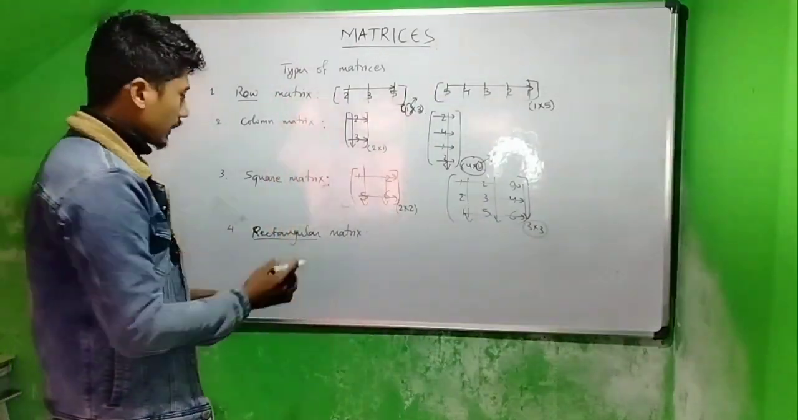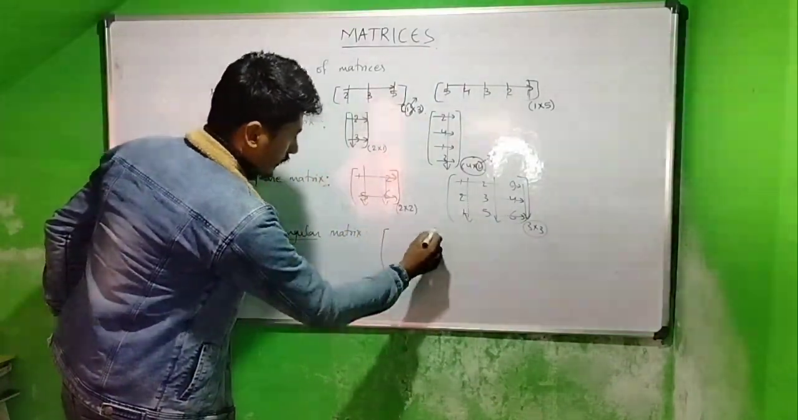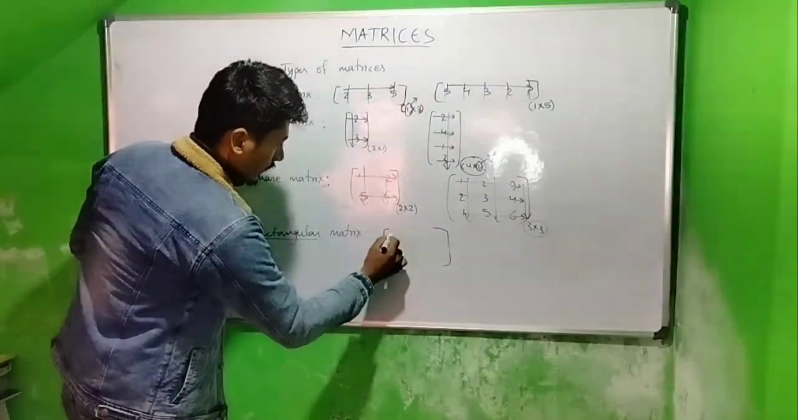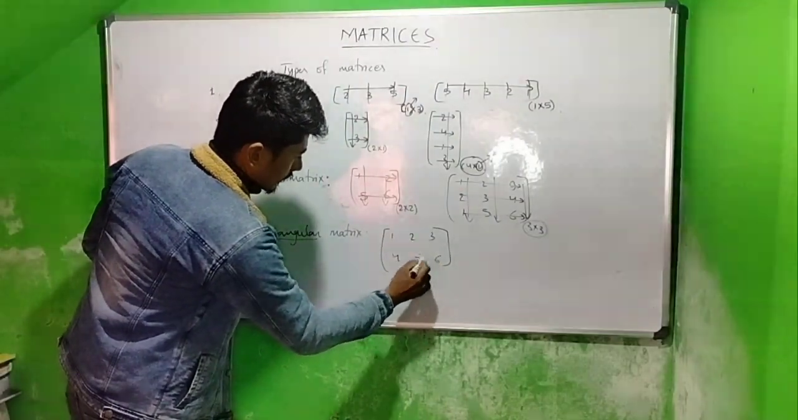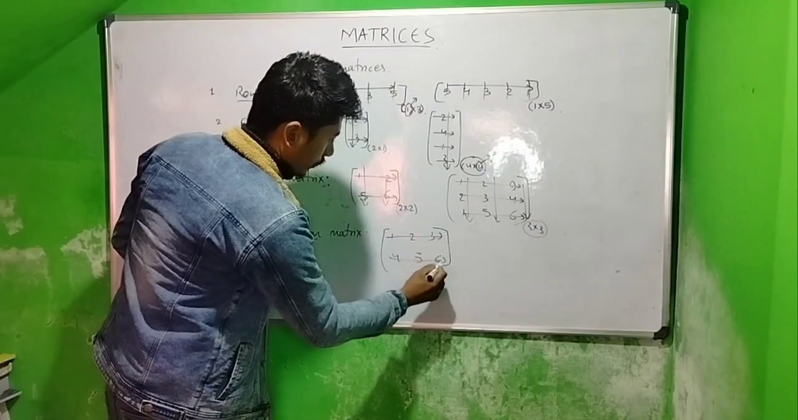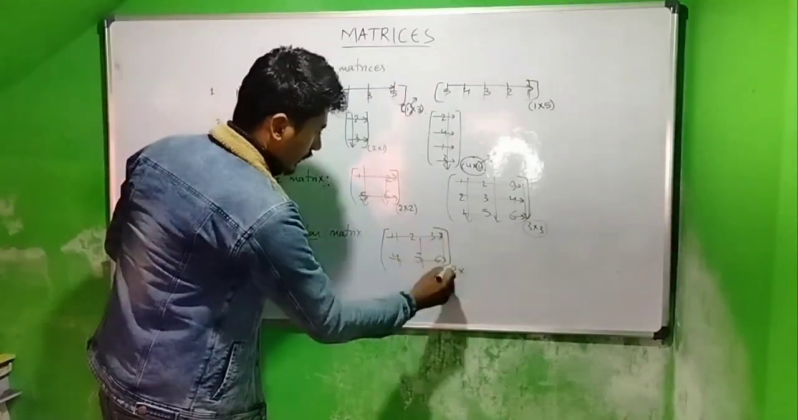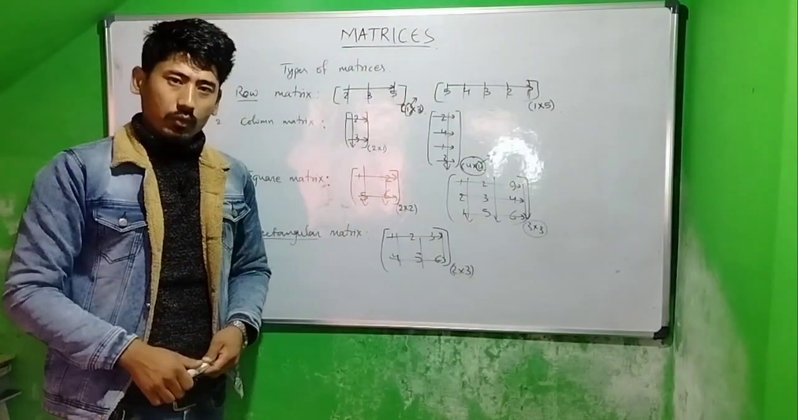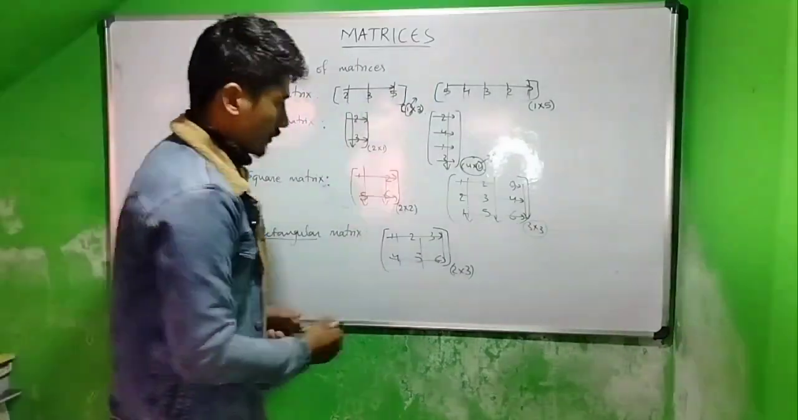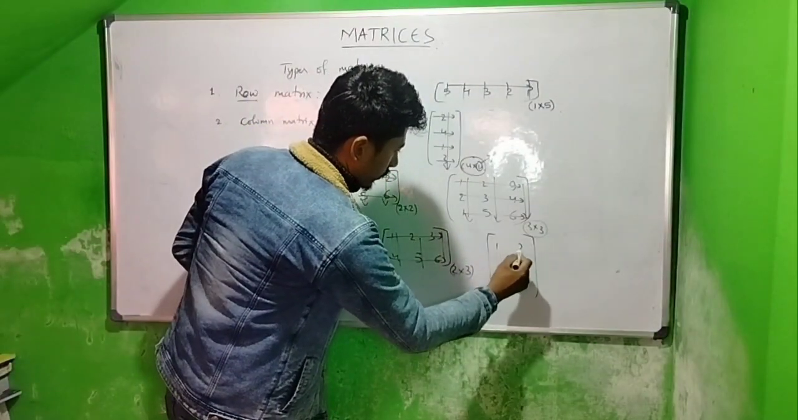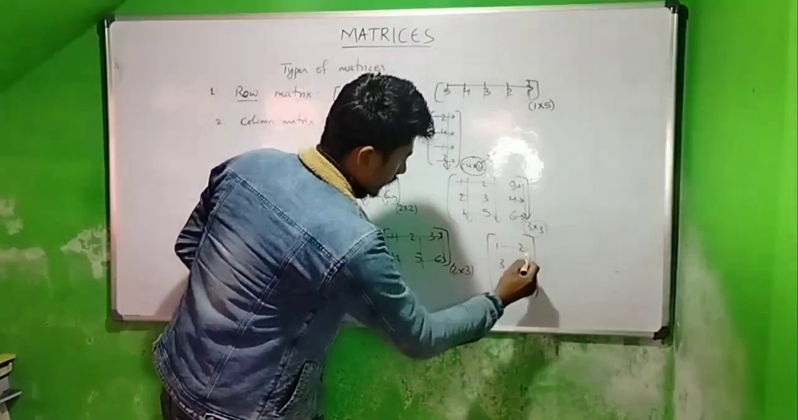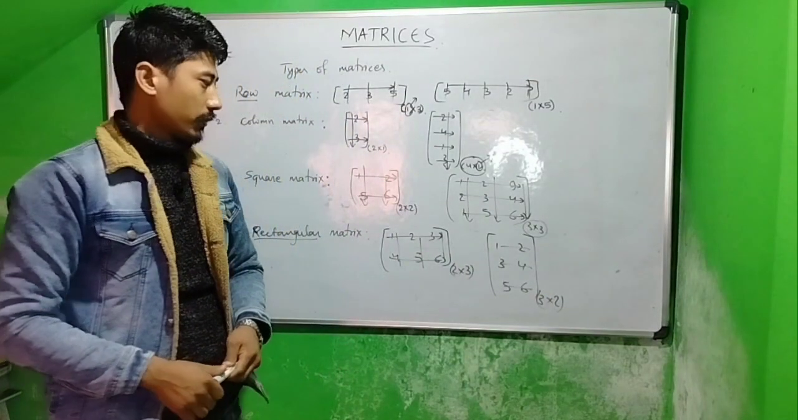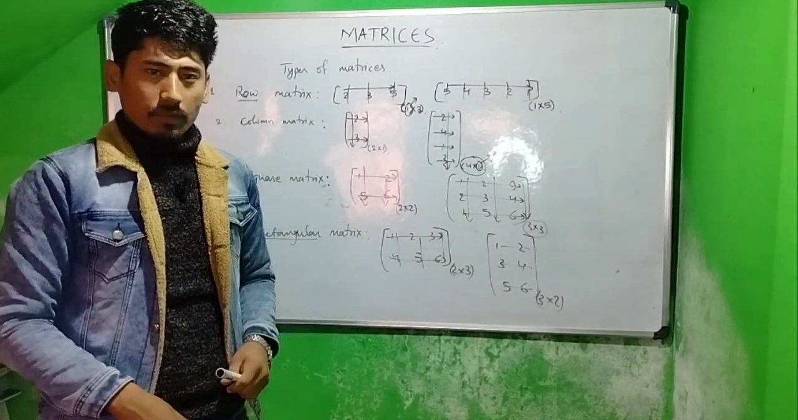Let's go to the next matrix, that is rectangular matrix. In this matrix, the number of rows and number of columns are not equal. Like if I take 1, 2, 3, 4, 5, 6. In this matrix, the number of rows is 2 and the number of columns is 3. So these two, number of rows and number of columns, are unequal. That's why it is a rectangular matrix. It can be like this, 1, 2, 3, 4, 5, 6. That is, it has 3 rows and 2 columns. So it is a matrix of order 3 by 2, which is also a rectangular matrix.